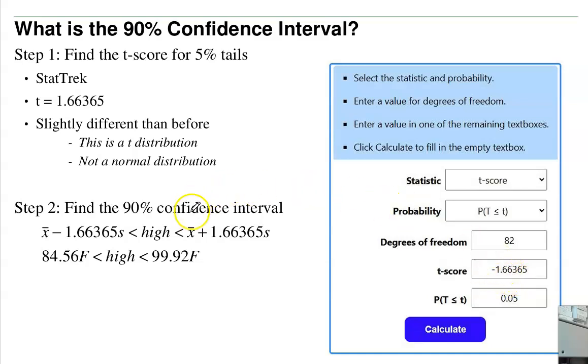So based upon that data, I want to go left and right of the mean by 1.66365 standard deviations, meaning that I can be 90% certain that the high in June will be somewhere between 84.5 and 99.9 degrees Fahrenheit. That's a t-test.